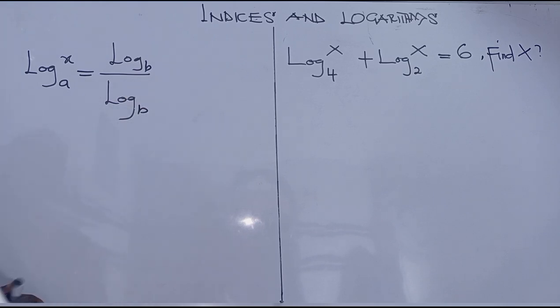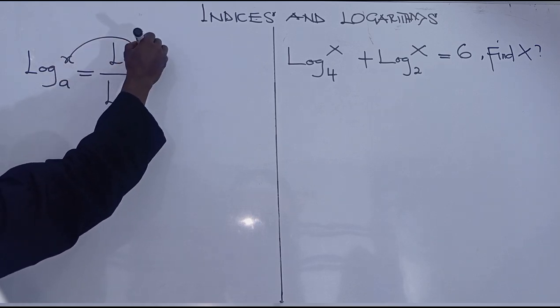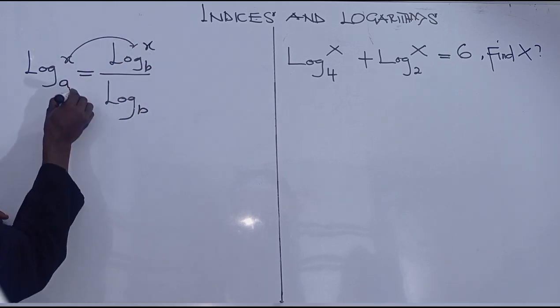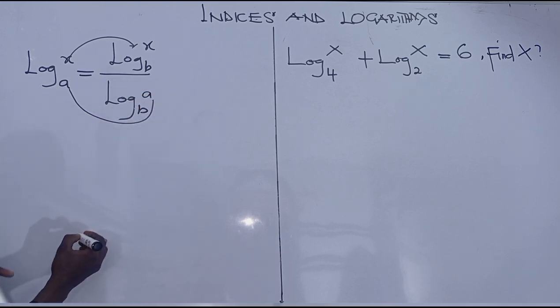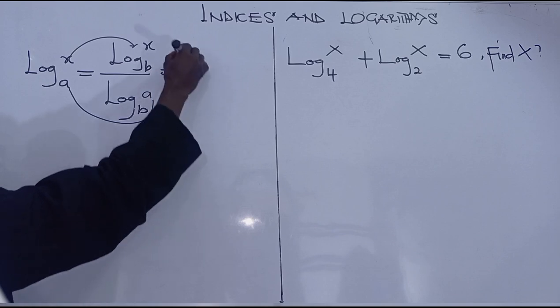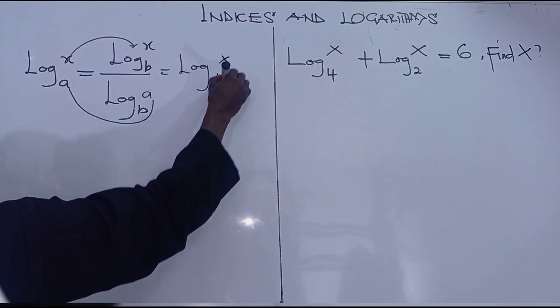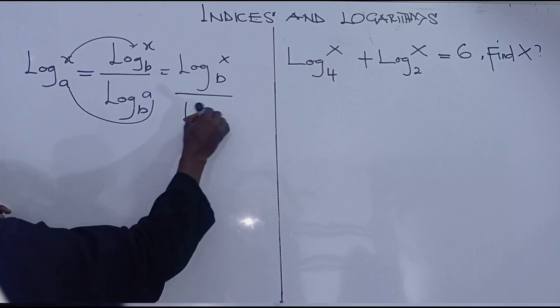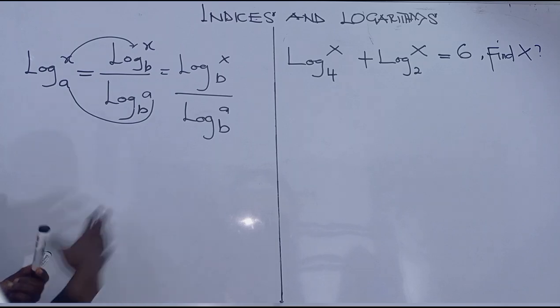Now once you have this, x moves to the top, so we have x, and then the base of the original logarithm will also move down here, we have a. So at the end, we are going to have log of x to the base of b all over log of a to the base of b. And this is what we refer to as the change of base.